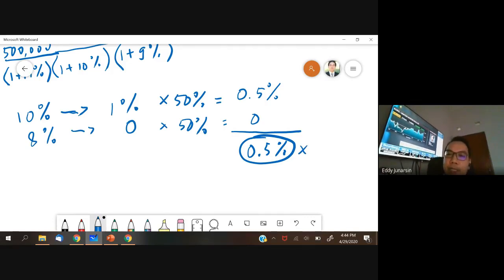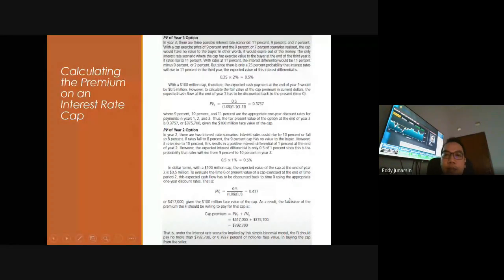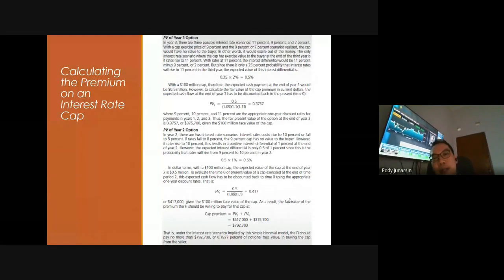And remember, the cap size is 100 million. This is the size in the contract. So how much is it? Yeah, the same, right? 500,000, is it? Yep. Okay, so the value of the option in the second year is also 500,000. Okay, so this happens by chance. Okay, they are not necessarily the same, right?